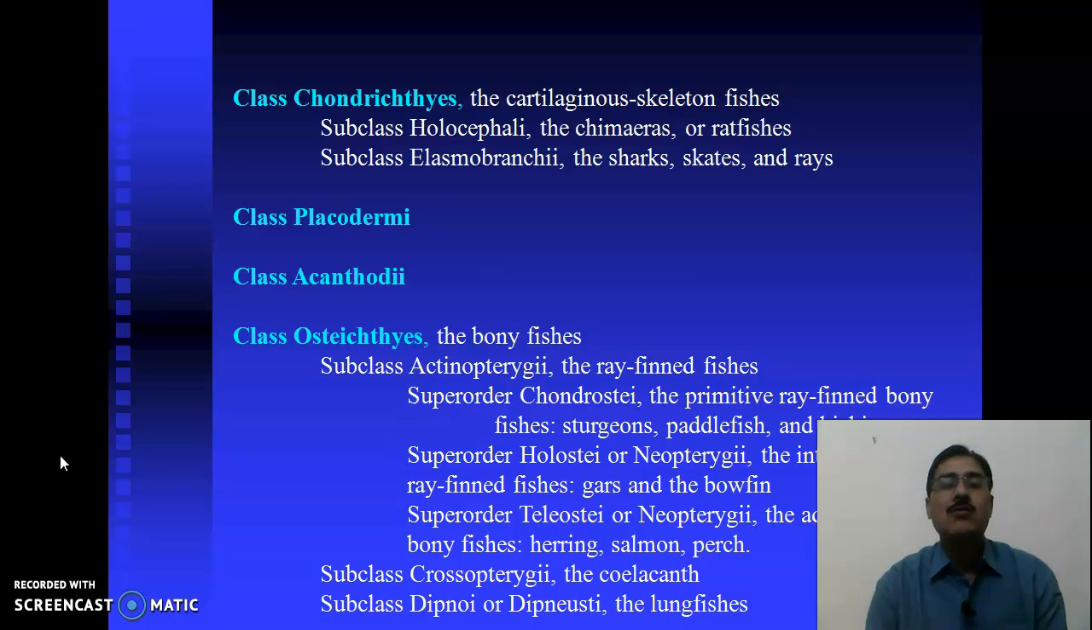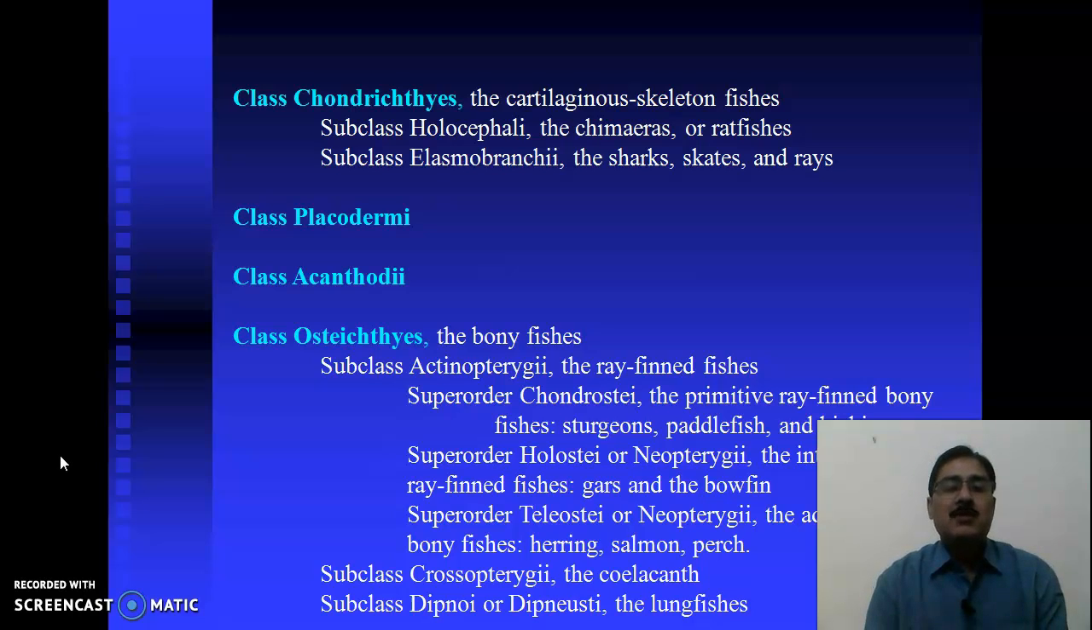And then the class Osteichthyes, the bony fishes, which has three subclasses. The first is Actinopterygii, the ray-finned fishes, with three superorders: the Chondrostei, the primitive ray-finned bony fishes, which include the sturgeons like Acipenser, paddlefishes and bichirs; the Holostei, which includes the intermediate ray-finned fishes like gars and bowfin, for example Amia calva; and the third superorder, the Teleostei, which includes the advanced bony fishes like herring, salmon, and perch, for example Anabas.